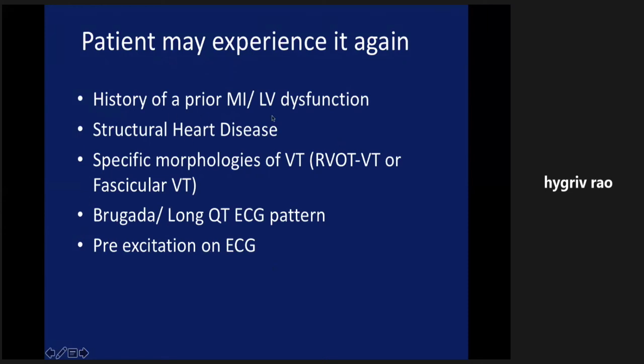These are the things which are risk of sudden death, like history of prior MI, structural heart disease, or a specific morphology I told you, and pre-excitation. If it is a specific morphology or pre-excitation, you can ablate them. If it is history of prior MI, LV dysfunction, or structural heart disease with VT, you have to give him an ICD because it is a dangerous condition.